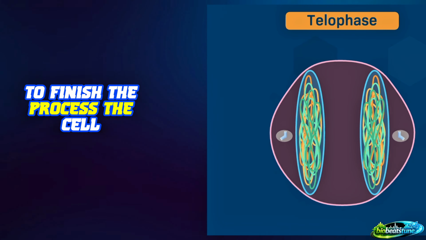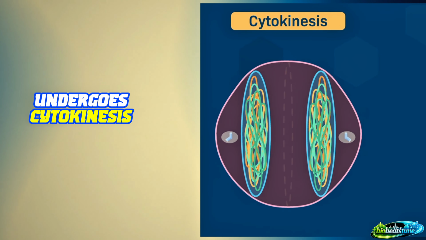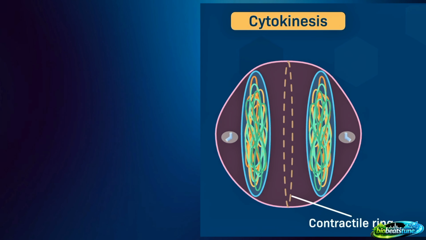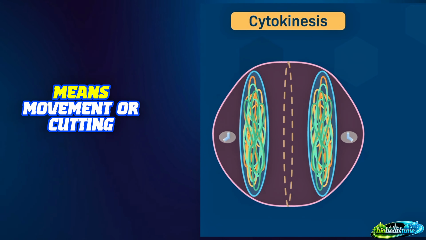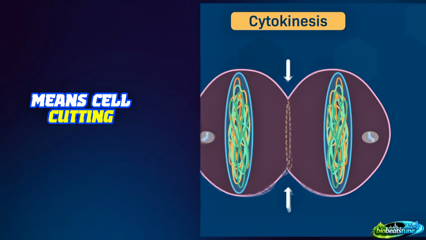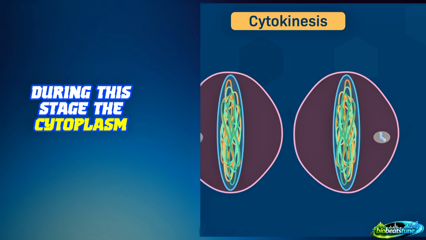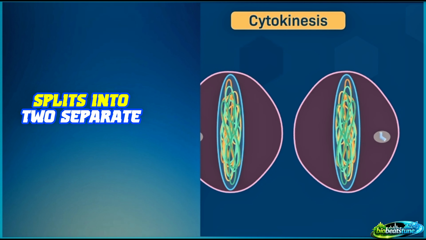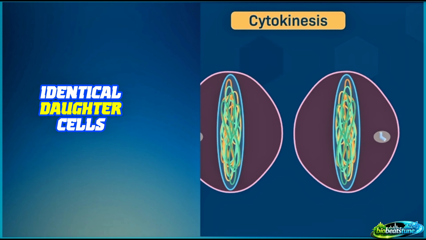To finish the process, the cell undergoes cytokinesis. But what does this word actually mean? If we break it down, cyto means cell, and kinesis means movement or cutting. So cytokinesis literally means cell cutting. During this stage, the cytoplasm, the fluid inside the cell, pinches in the middle until the cell physically splits into two separate, identical daughter cells.